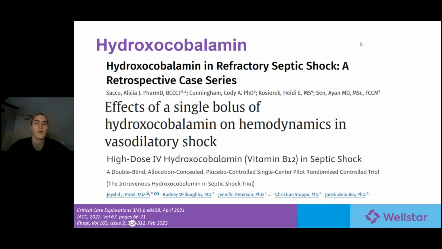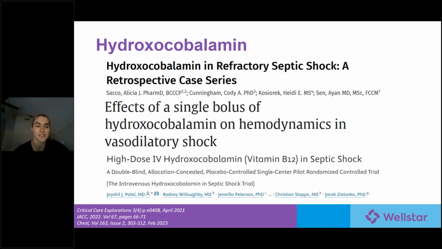So moving on to the other medication we mentioned, hydroxocobalamin. The data for hydroxocobalamin and sepsis, unfortunately, is even more sparse. Commenting quickly on this first trial, it is by Sacco and her colleagues. This was done in 2021.